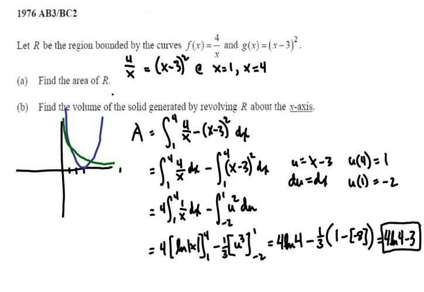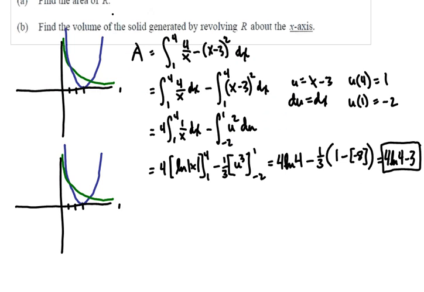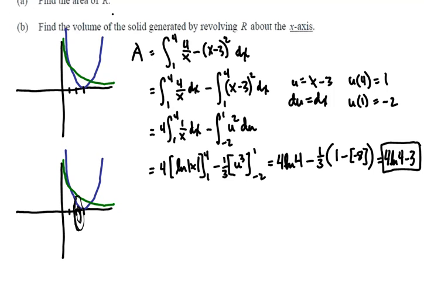Okay, I'll scroll down for part B. Alright then, for the next one, we're looking to revolve this around the x-axis. And that is going to give us a washer system, something like what you see there. And it's going to be pi capital R squared minus pi little r squared. So the volume then is going to be pi times the integral from 1 to 4 of 4 over x, quantity squared, minus x minus 3 squared, quantity squared.